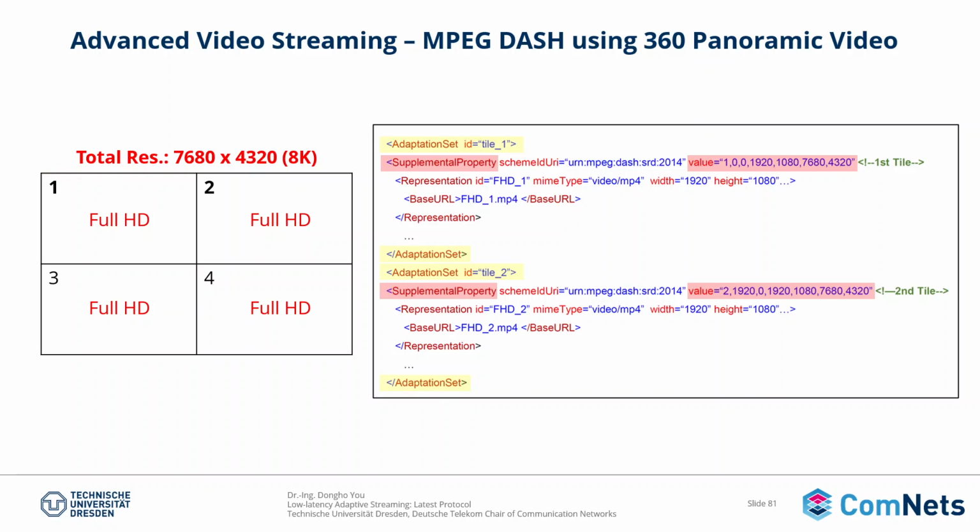1920 and 1080 are the numbers for the resolution of the tile. And the final two numbers are the resolution of the entire video. Using these numbers, we can identify where the tile is. Actually, this is everything needed to identify multiple tiles in the entire 360 video. Now see, it's so simple, right?